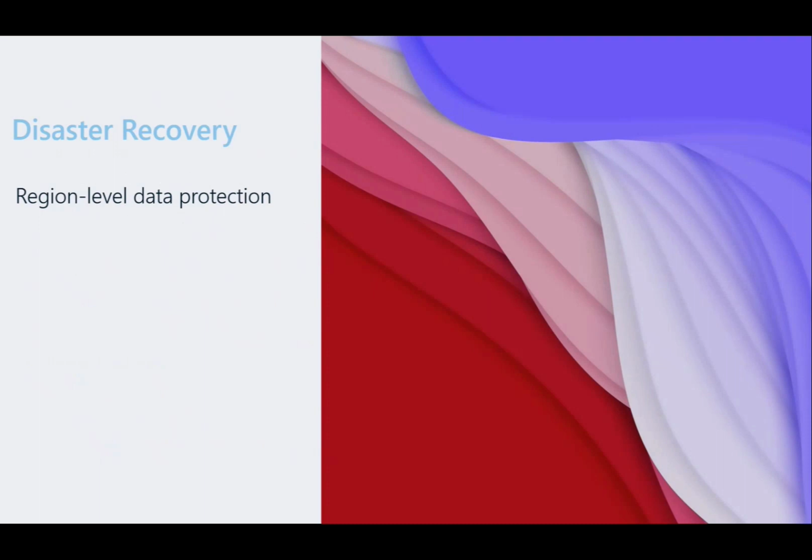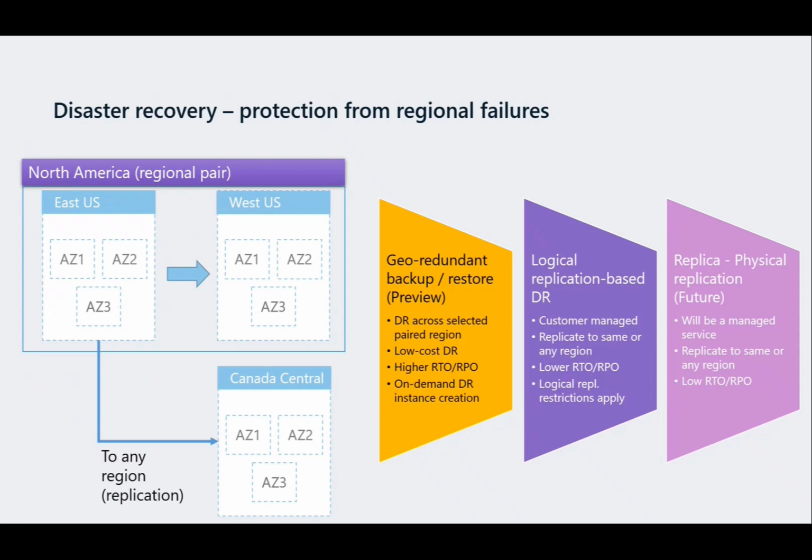Region level protection. So we talked about high availability when it comes to availability zones within the region. Well, what happens if the region goes down? Well, what we have available today versus what we have available in the future. So today in a preview, you have a geo-redundant backup restore functionality where, let's say you are in East US, you do backups, you turn on geo-redundant backups, your backups are actually copied to a paired region, let's say West US for that example, for East US. So it's copied over, and then let's say region East US goes down, you can create a new server in West US and restore your backup.